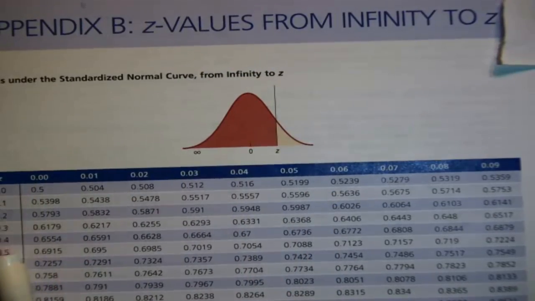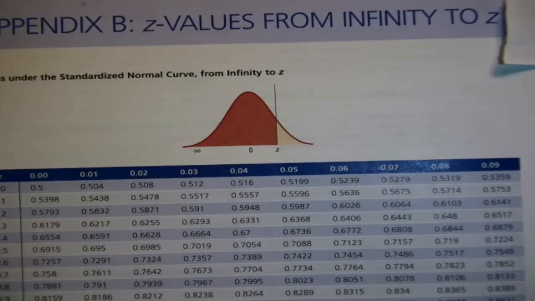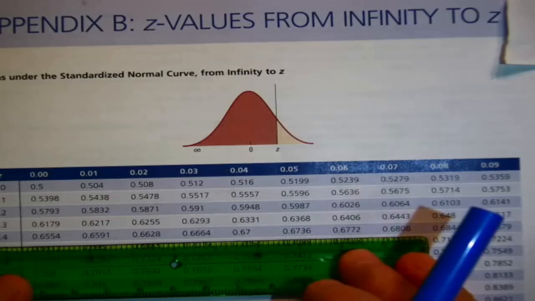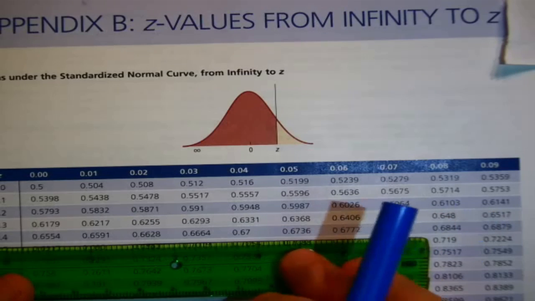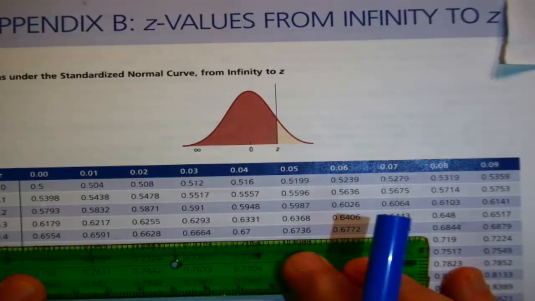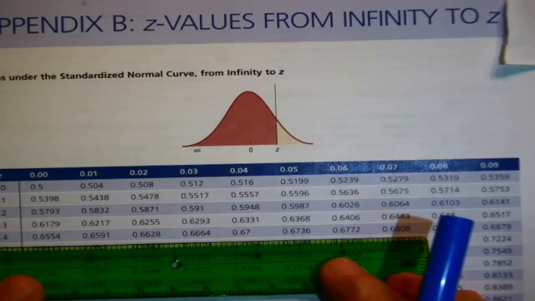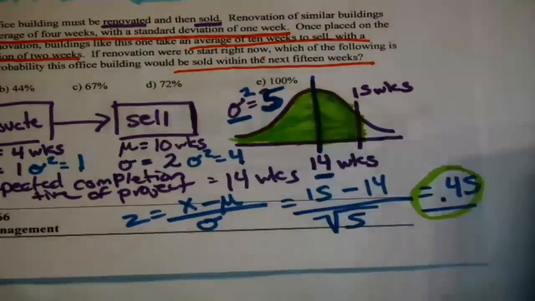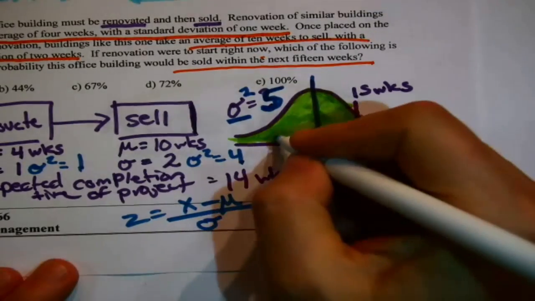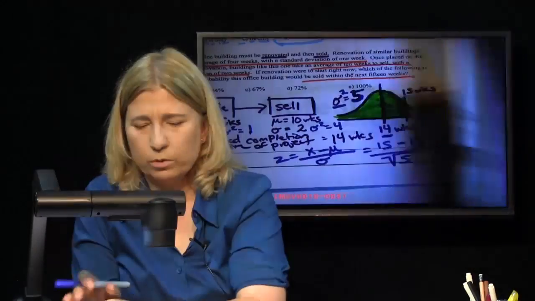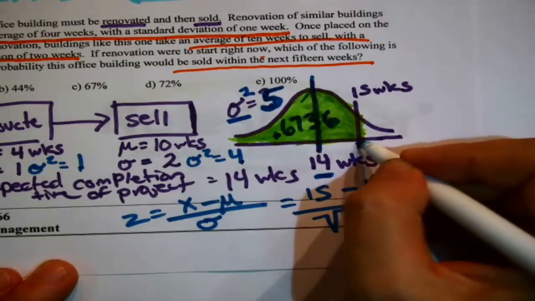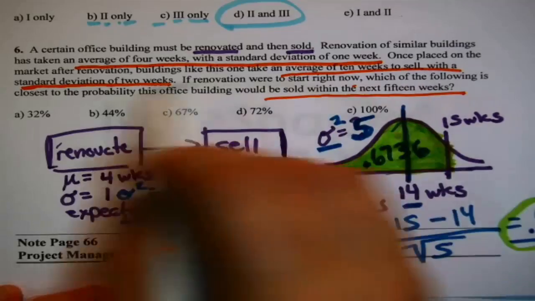See where it's shaded? It's telling me how much of the curve is behind that. I just have to find 0.45. 0.4, that's the row. Third digit, 5, that's the column. I'm looking at 0.6736. I have to remember that. 0.6736. That's how much is in here.